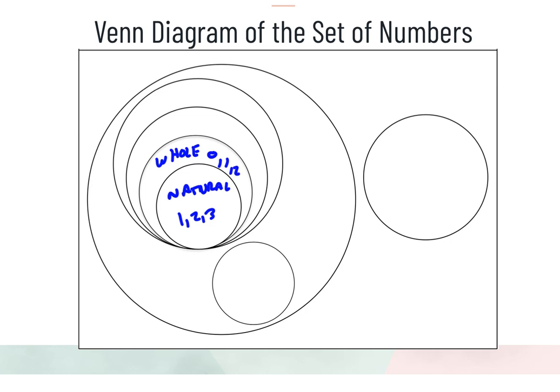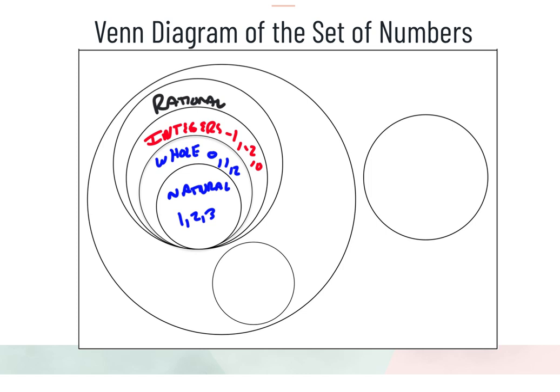Then if I go one step further, I'm going to go integers, which is all of your negative versions of whole numbers. Then one step above that is going to be irrational.